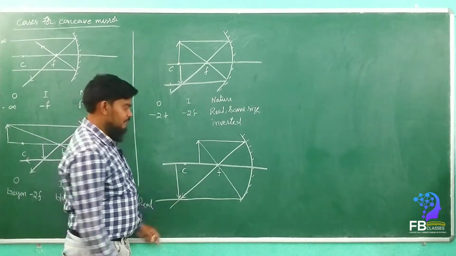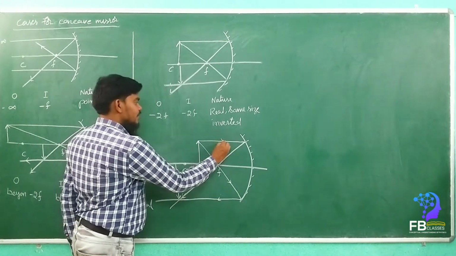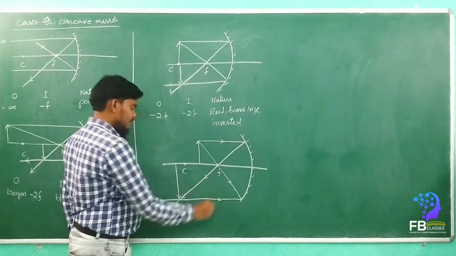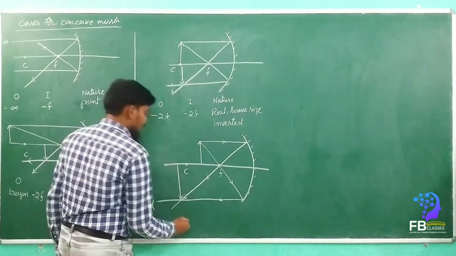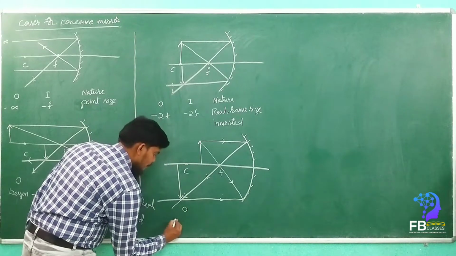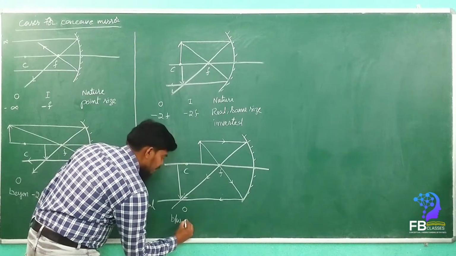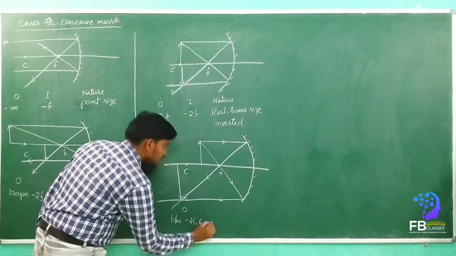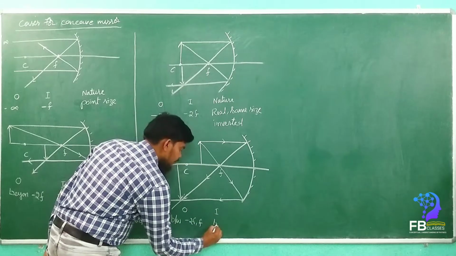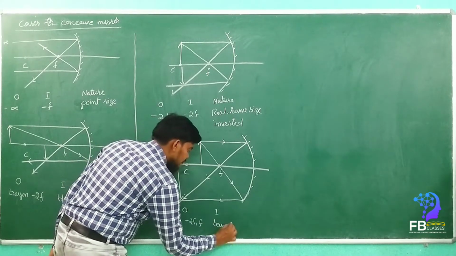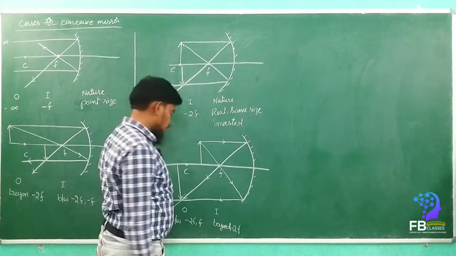now the reflected ray will be, see here, it forms here beyond C. Are you getting my point? Yes, sir. See here, this is an incident ray and this is a reflected ray. Now where is the image formed, my dears? The image is formed beyond C. See here, the object is placed between minus 2f and f, and the image is formed beyond minus 2f. Yes or no?